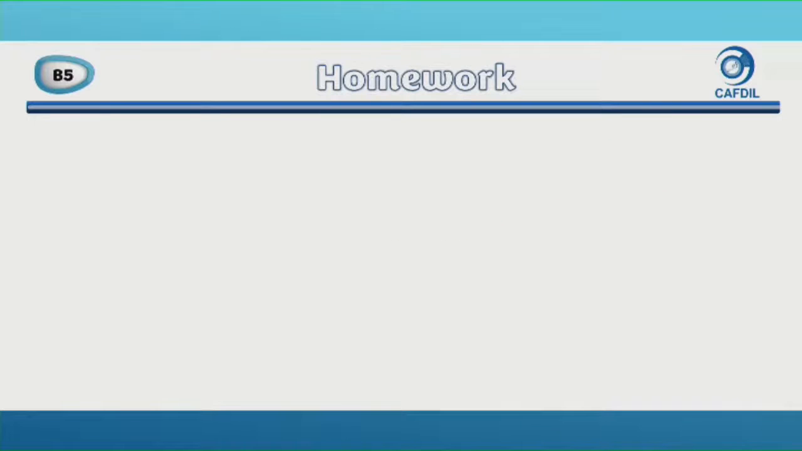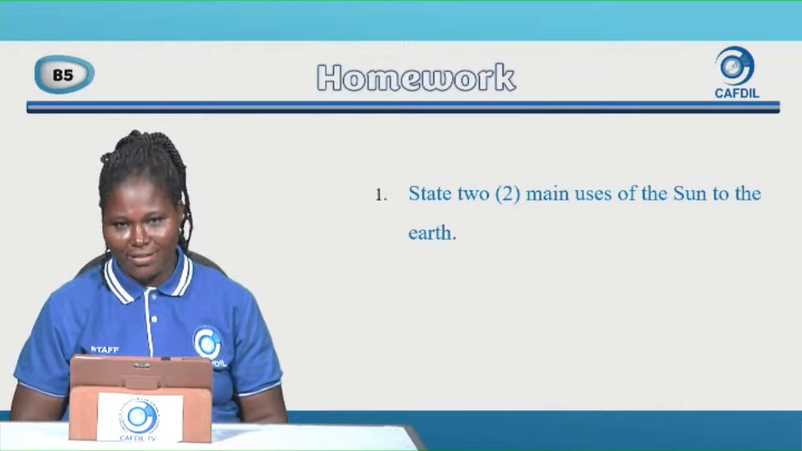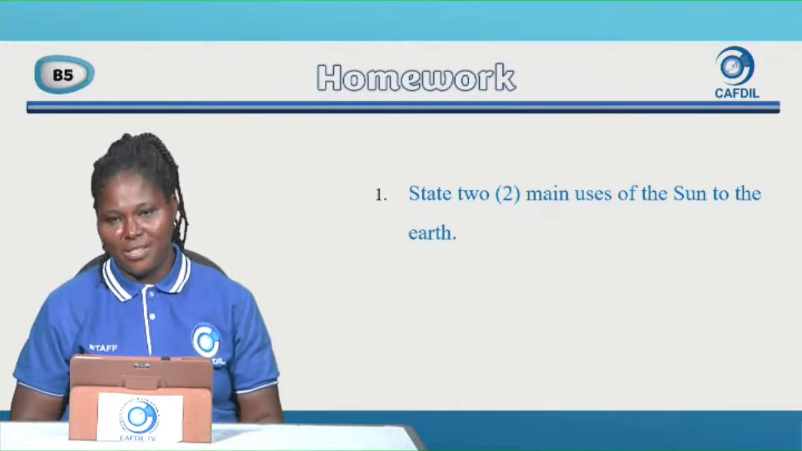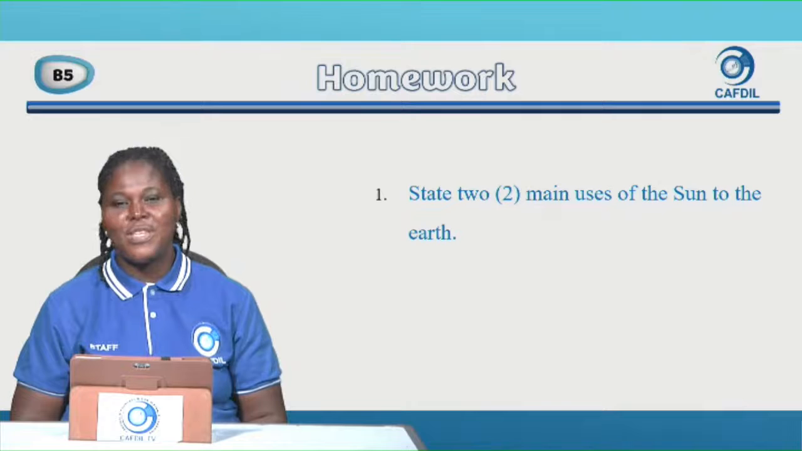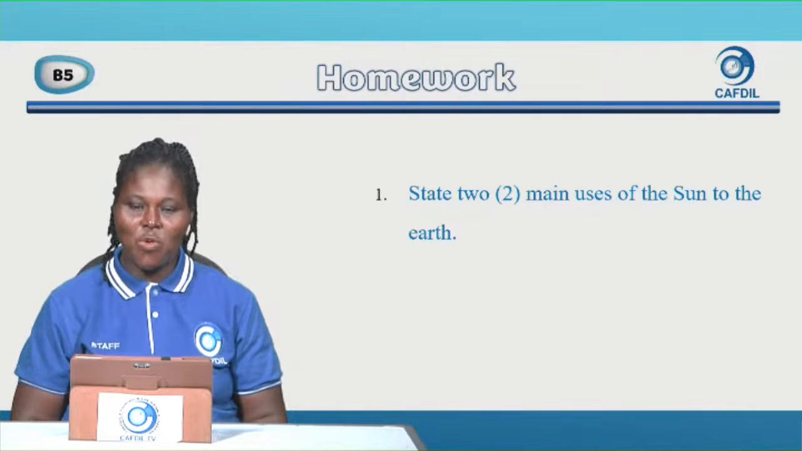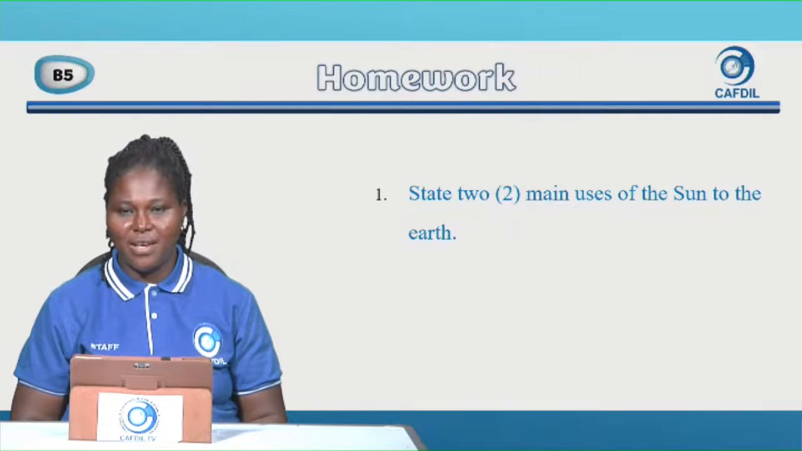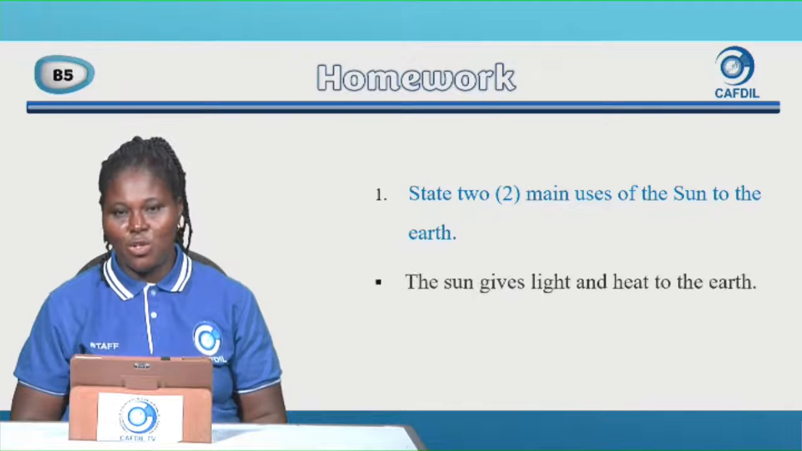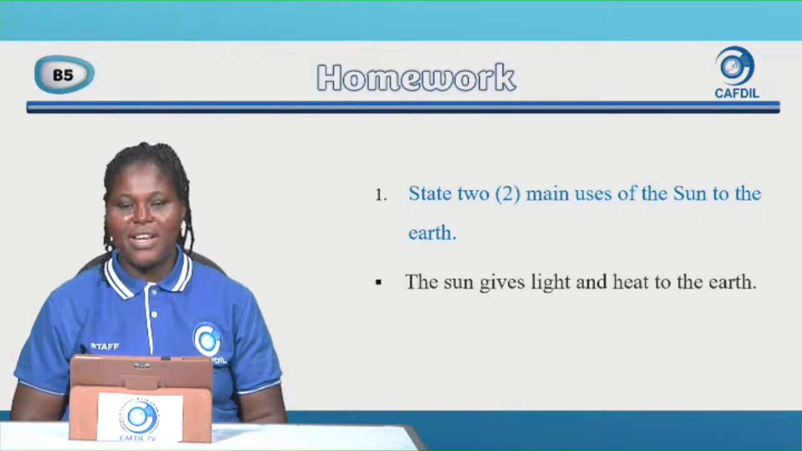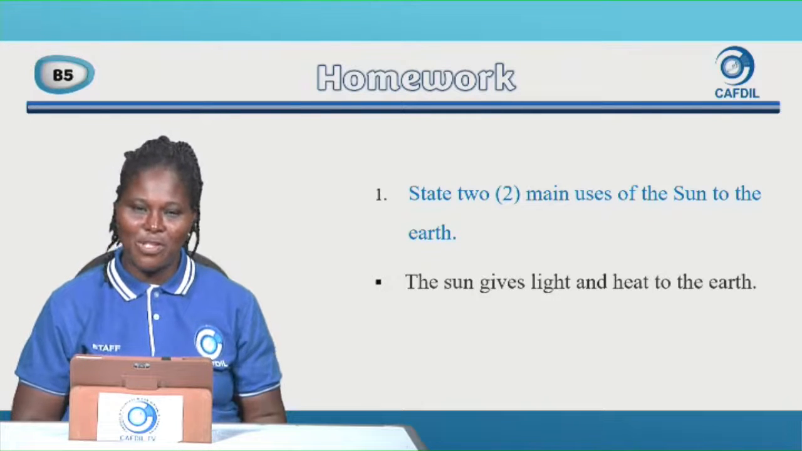On the other time we met, I taught you a topic and gave homework. Homework number 1. State 2 main uses of the sun to the earth. Good. Now let's answer the questions before we go to number 2.